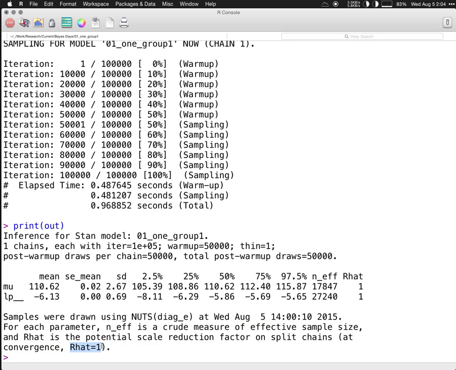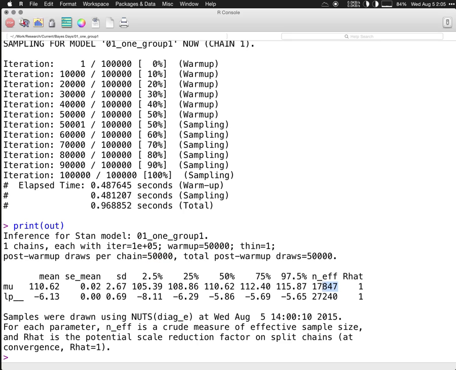So what convergent means is you sampled enough to be confident that you weren't stuck in some weird place in the parameter space, that you've sampled the entire parameter space appropriately. And effective sample size is, again, just a measure of how many samples you were able to obtain from the parameter space. Now, we said that we wanted 50,000 warm-up, but then 50,000 samples from the distribution. Why isn't this effective sample size 50,000?